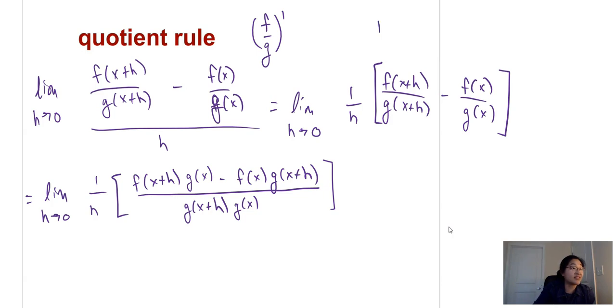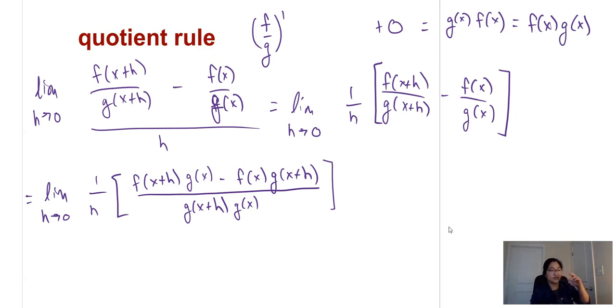Well, I think I need to add 0 again. But the 0 that I want to use, I think this time, because we have all of the small changes mixed up together with our not small changes. So what if we just have g of x times f of x? Or should we swap the order around? F of x times g of x? It doesn't matter too much, right? Because it's still a product, and multiplication is commutative, so that's nice.